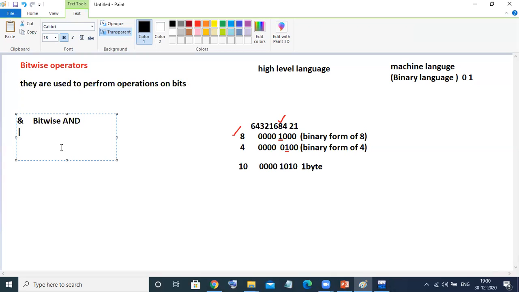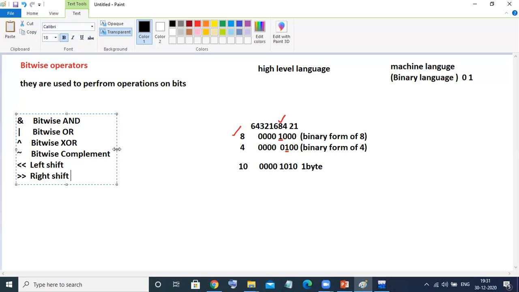The difference between logical AND and bitwise AND is that in logical AND we use two ANDs, two ORs, but here we'll use only one AND, one OR. It's called bitwise OR. Then this represents bitwise XOR. Then this represents bitwise complement. Then this is called the left shift operator. And again, this is called the right shift operator. I'll explain all these operators and how they work.